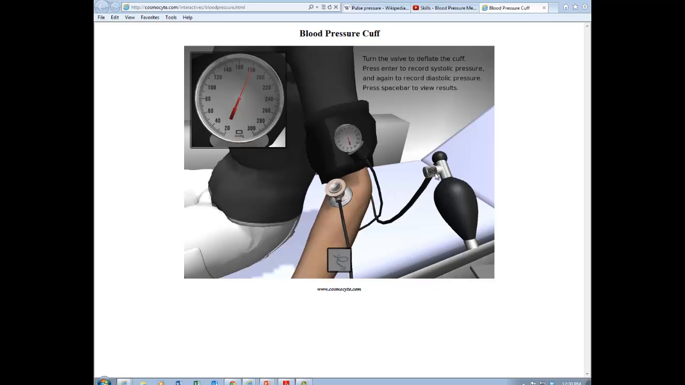And then I'm going to turn the valve by moving it upward, because we turn the valve to the left to deflate the cuff. So I'm going to slowly turn it up, and when I hear that audible tapping sound, I'm going to hit enter on my keyboard. And then when it disappears, I'm going to hit enter again. That would be the diastolic pressure. So listen carefully for these sounds.